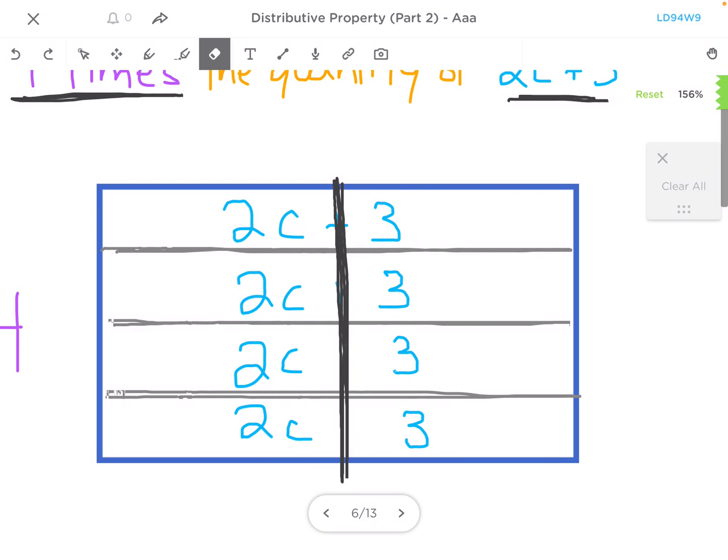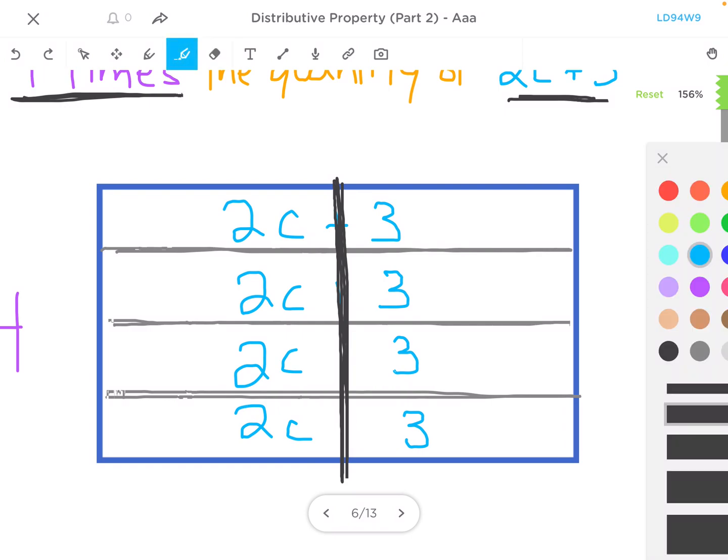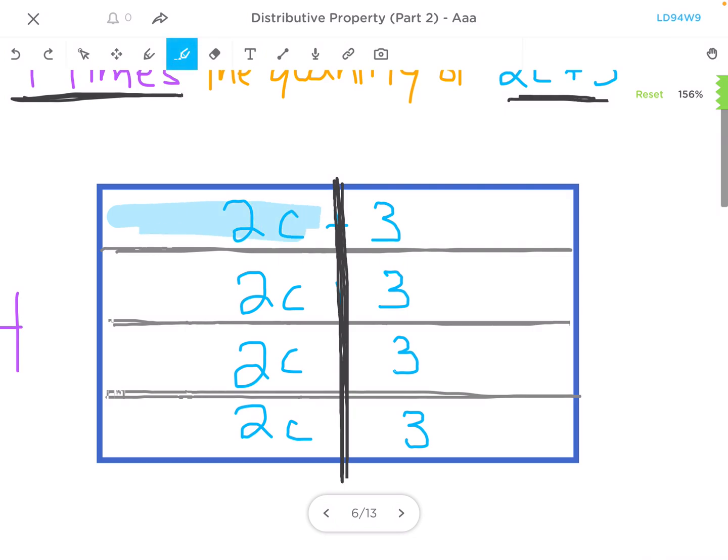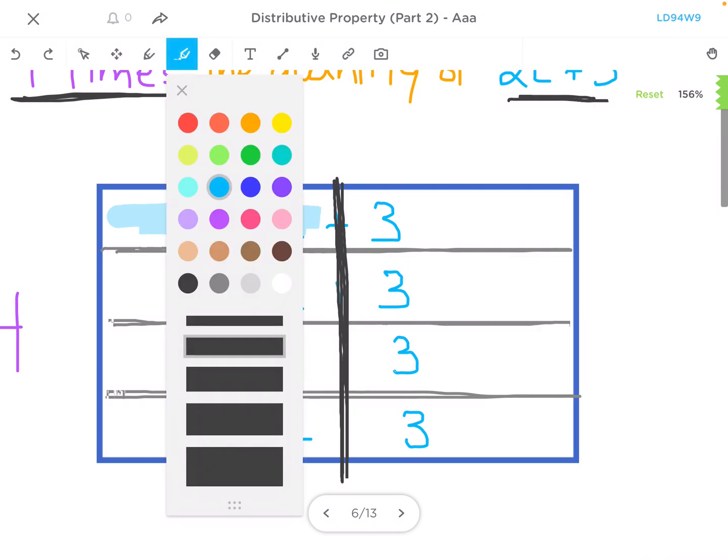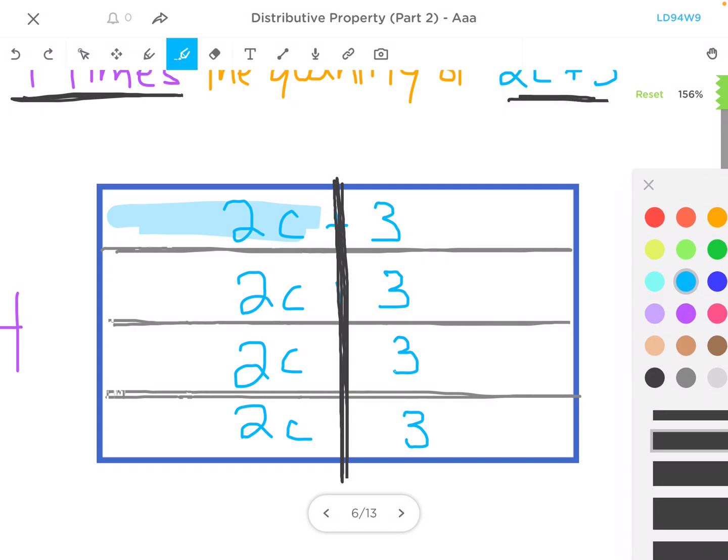All right, so 2 c's on the left, 2c, and on the right, we see 3. On the left is 2c, on the right is 3.